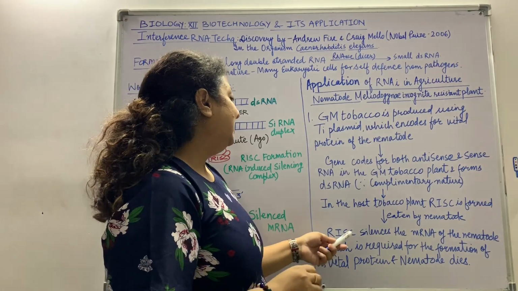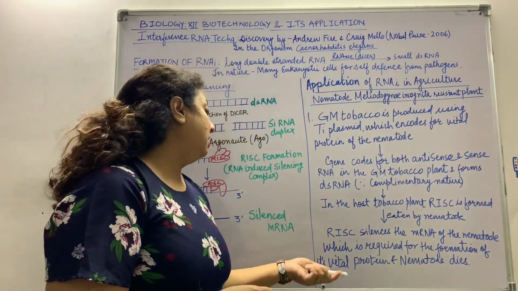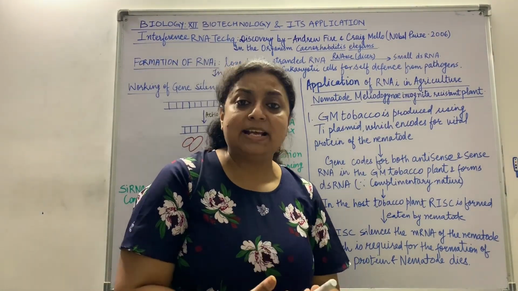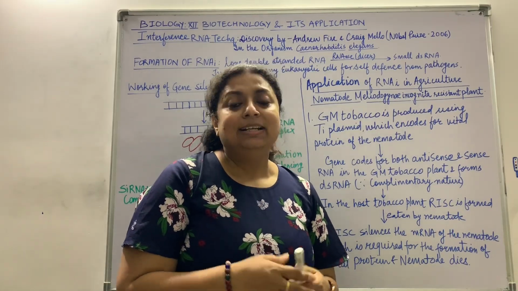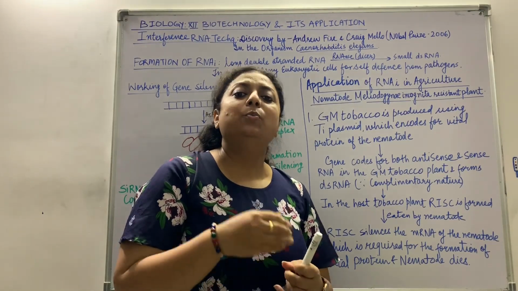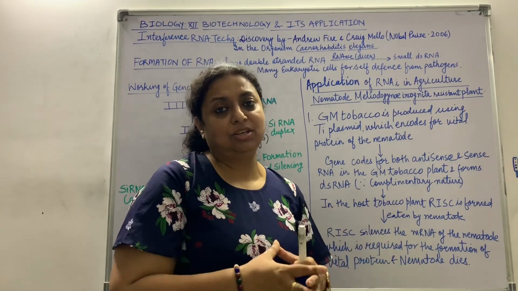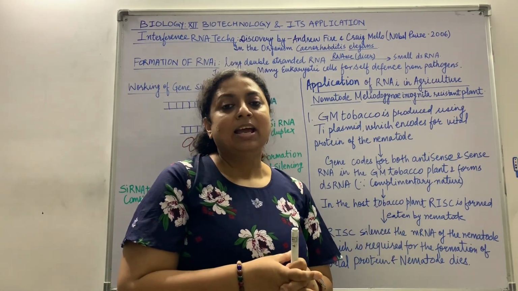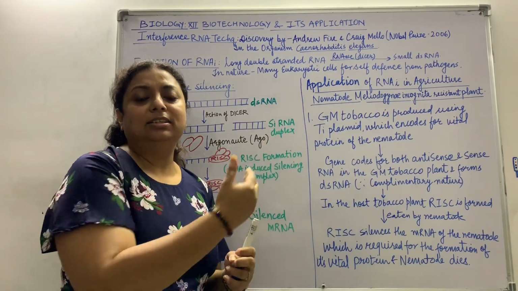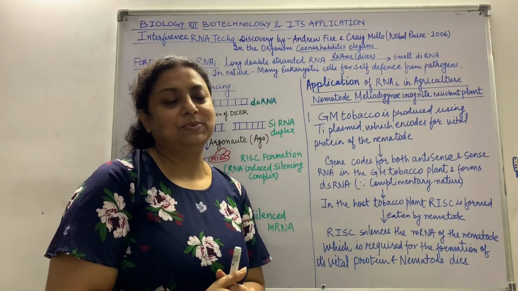So what happens? This silences the mRNA of the nematode which is required for the formation of a very vital protein. And once these vital proteins are not formed or not expressed, the nematode cannot survive and dies eventually. So this is how we are able to produce the GM tobacco, which is protected from these infectious pathogens, right? And this is all about the system, and there are many other applications of plant biotechnology which we will discuss in the consecutive videos. Thank you.